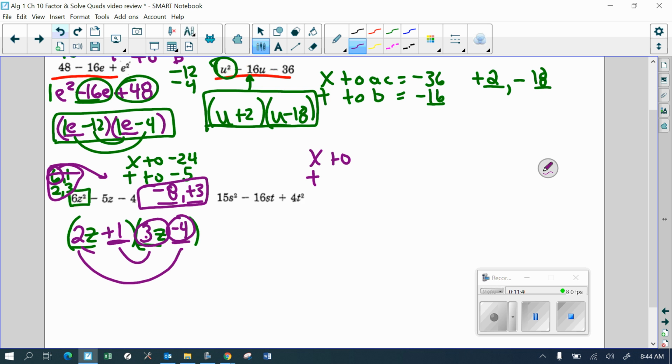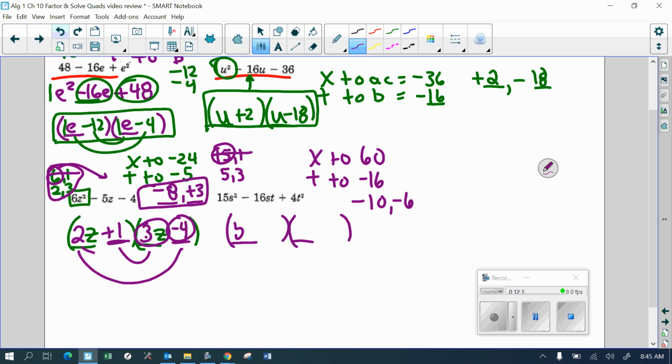What's this going to multiply to? 15 times 4 is 60, and it's going to add to -16, which then makes it -10 and -6. Now again, my combinations I multiply to 15 are 15 and 1, and 5 and 3. I have to figure out which one it is. I start with the highest number. Does 15 times an integer give me -10 or -6? No, it's not. So that combination doesn't work. That's going to be 5s and 3s.